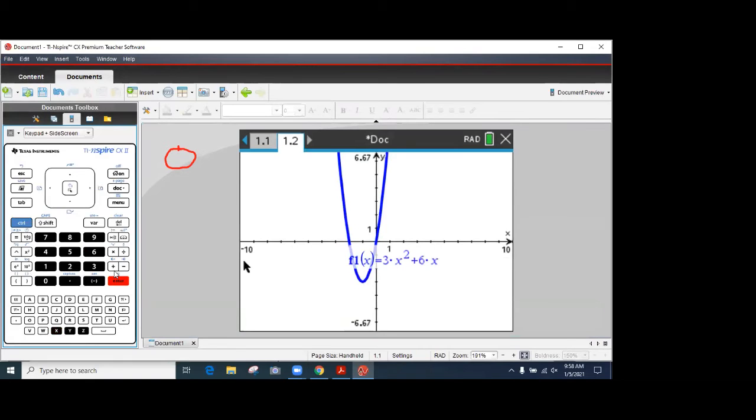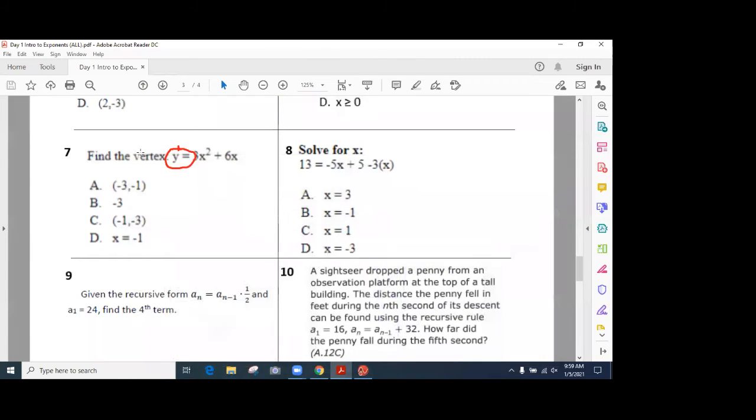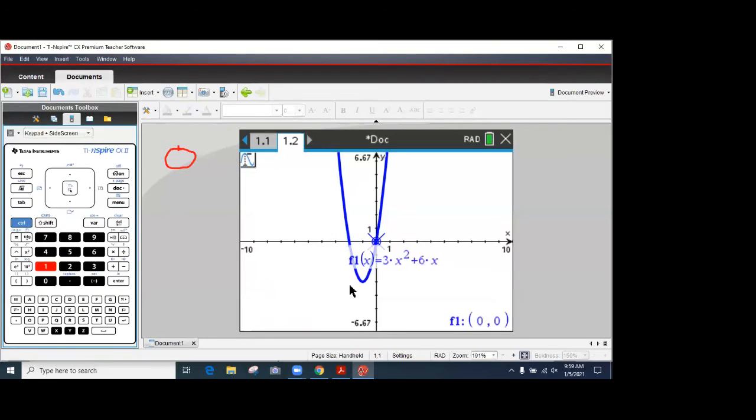Type that in and hit enter. All right. So once we type this in, we always hit menu 5-1. Now, this question is asking for the vertex. Just a second ago, we looked at this poster up here, and vertex is the very highest point or the very lowest point. On our calculator, this is the very lowest point right here.